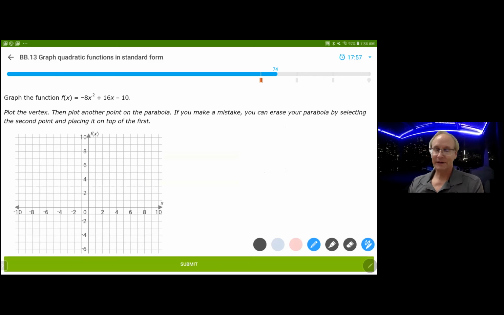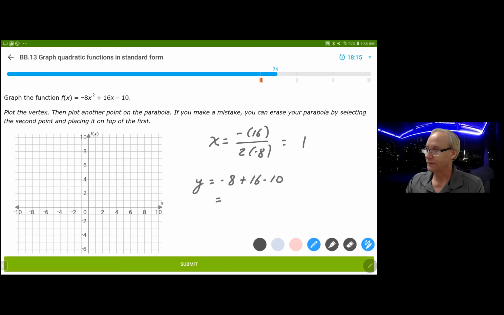They're still not giving me any fractions. Oh, well. So we've got x equals negative 16 over 2a, which again is 1, and I'm going to substitute in my 1 to get my y value, and I'm going to get negative 8 plus 16 minus 10, which is negative 2. And so 1, negative 2 is my vertex, and I have a negative 8 as my leading coefficient. And it's going to be way down there, isn't it? And there we go.